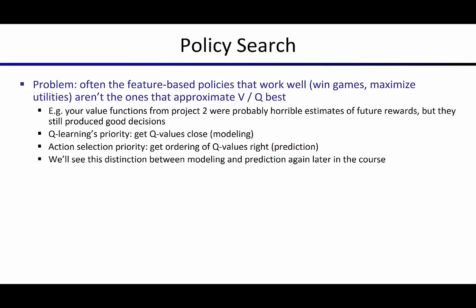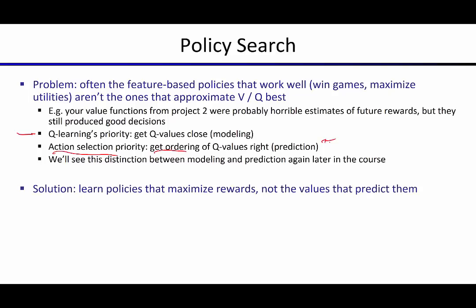So Q learning's priority is indicated here: get Q values close. That's a modeling thing. Get good Q values. But what you really care about is which action you should be selecting. That means you want to get the ordering of the Q values right, and so that's a different objective. This one will come back later in this class too when we look at classification. Some models just try to be descriptive. Other ones are directly optimizing for predictive value.